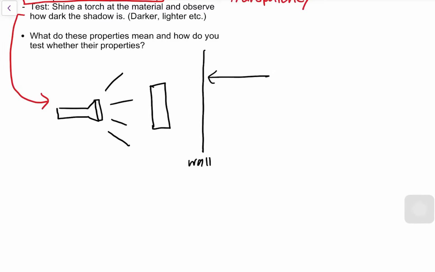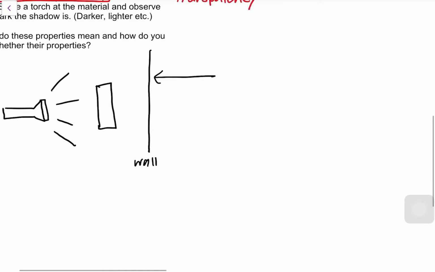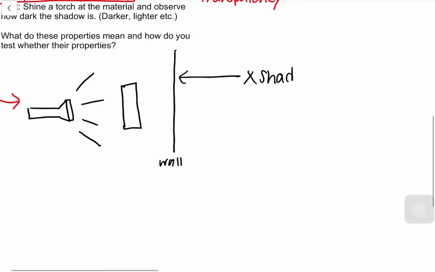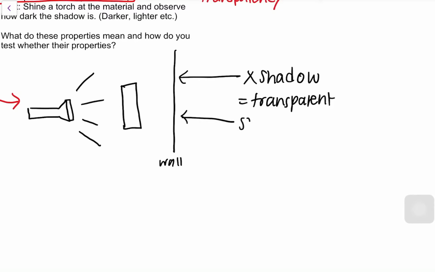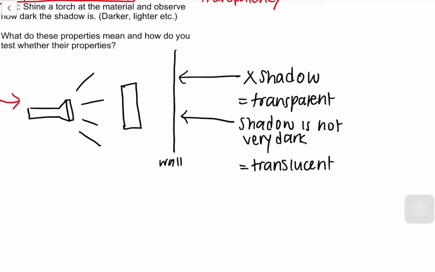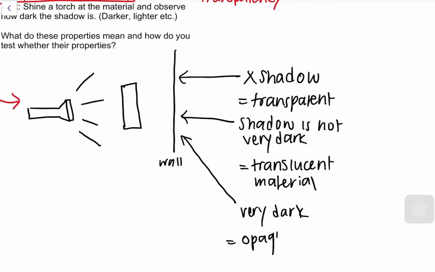Therefore, after you've shined the light, you will observe whether a shadow is formed on the wall. If there is no shadow, it means that you have a transparent material. If the shadow is not very dark, perhaps you have a translucent material. And if the shadow is very dark, what you have would perhaps be an opaque material.